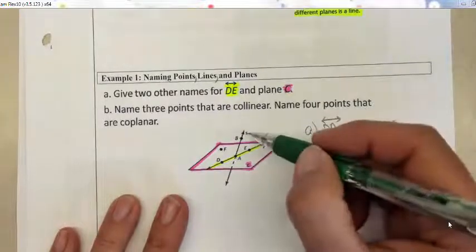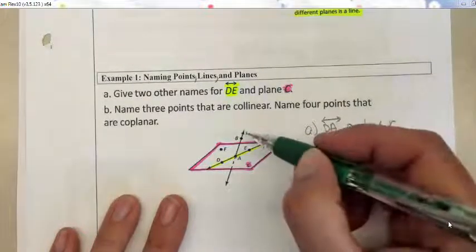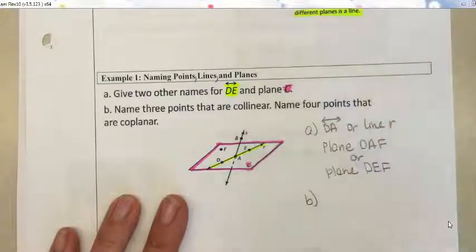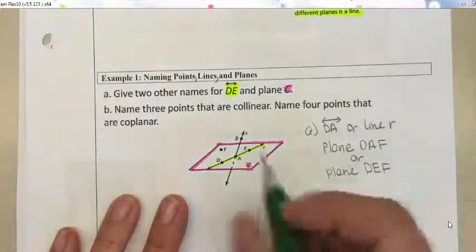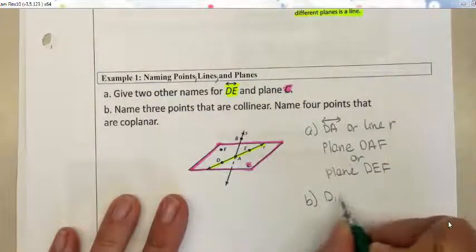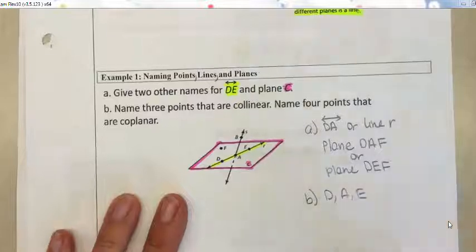Now this is also line S, right? But that's not a point. That's just the name of the line because it's the lowercase letter. Okay, so name three points that are collinear. I think it's just going to be D, A, and E. I don't think I have any other options for this.